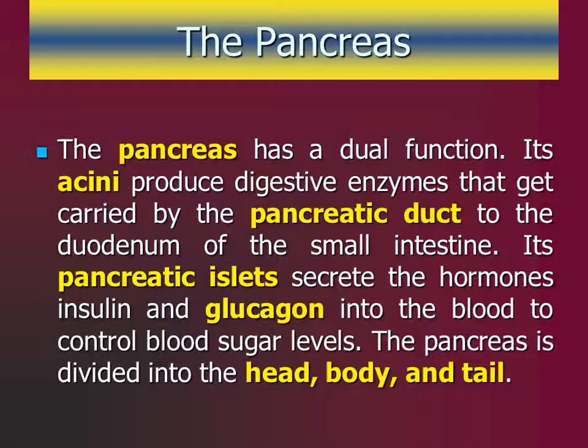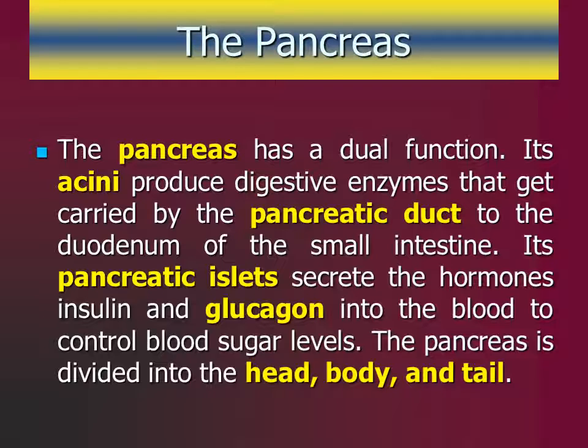The duct cells secrete sodium bicarbonate. In most individuals, the pancreatic duct unites with the common bile duct of the liver and enters the duodenum in a common duct, originally called the ampulla of Vater but now called the hepatopancreatic ampulla.